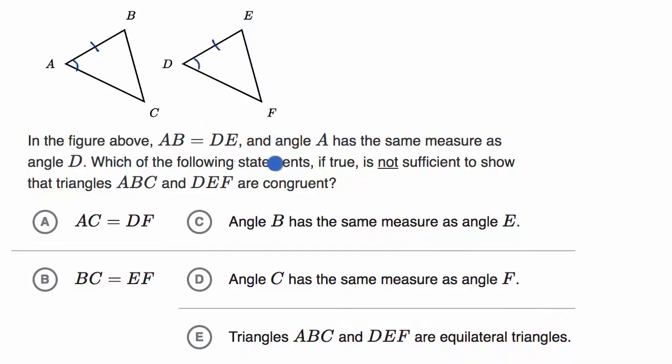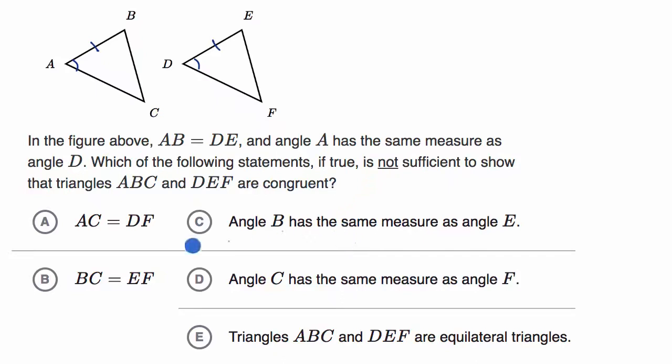Which of the following statements, if true, is not sufficient to show that triangles ABC and DEF are congruent? So we have to figure out which of these is not sufficient, and we only pick one of these. So pause this video and see if you can figure this out.